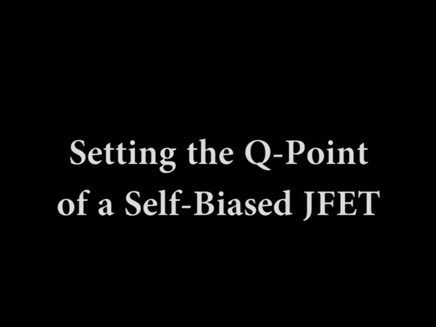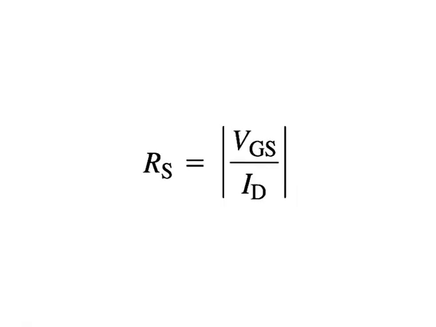Setting the Q point of a self biased JFET. The basic approach to establishing a JFET bias point is to determine ID for a desired value of VGS or vice versa. Then calculate the required value of RS using the following relationship. The vertical lines indicate an absolute value. RS is equal to VGS over ID.